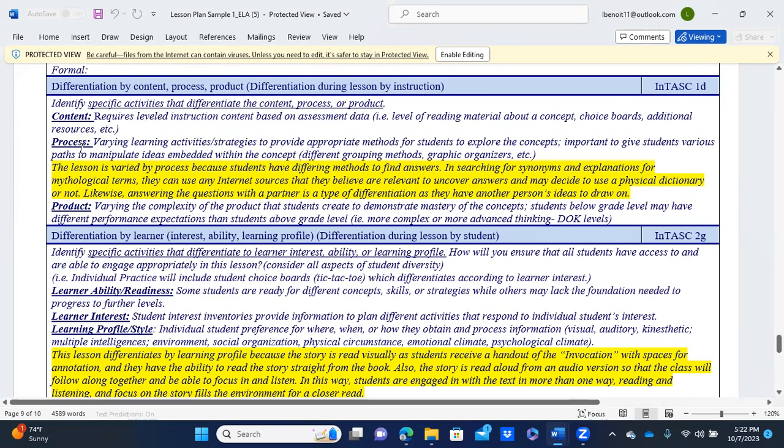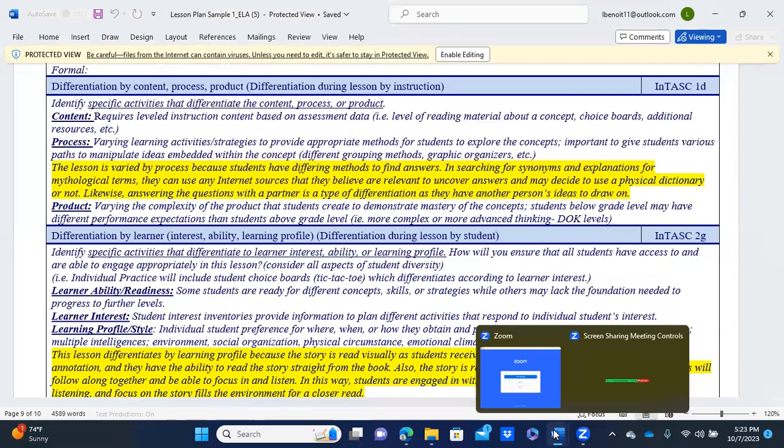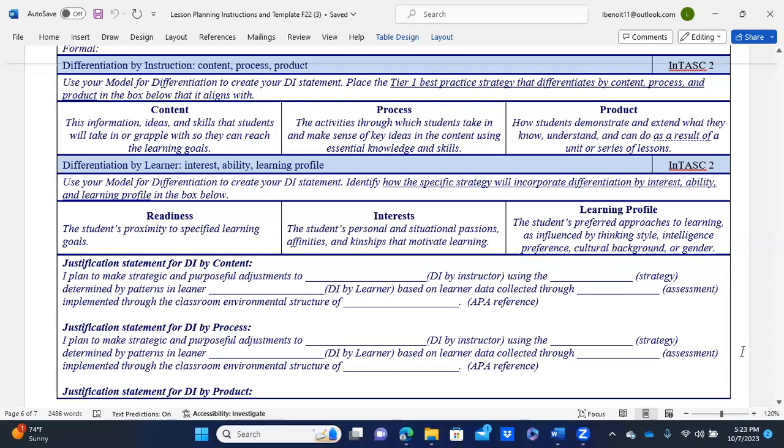So here's her statement for process, and here's her statement for learning profile and style. Notice she didn't hit anything for content or product, and she didn't hit anything for learner ability or interest. She just left those blank. She focused on differentiating process, and she focused on differentiating learning profile and learning style. So this is to let you know you don't have to hit all 6 of these. You're aiming for at least one of instruction and at least one of learner. You can do more, but you're not required to.